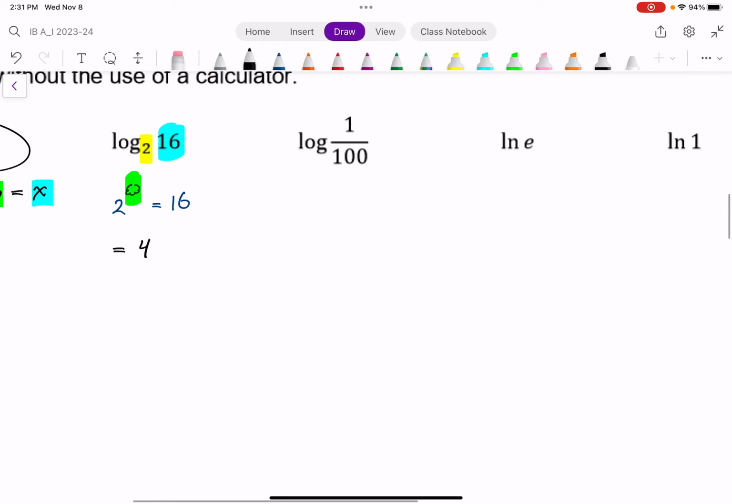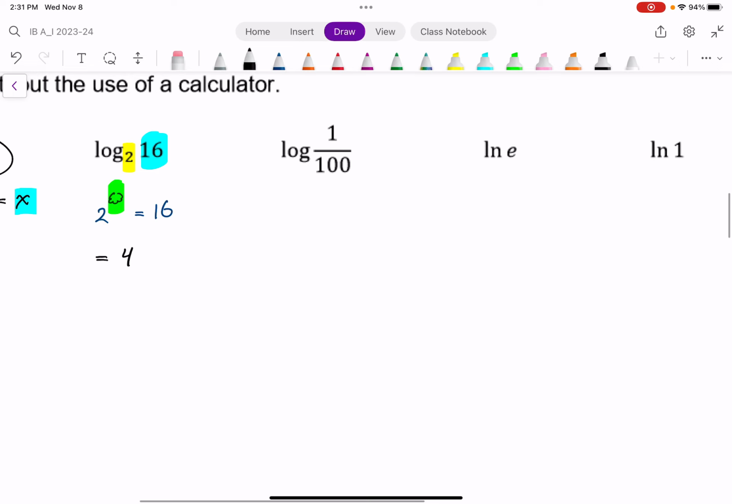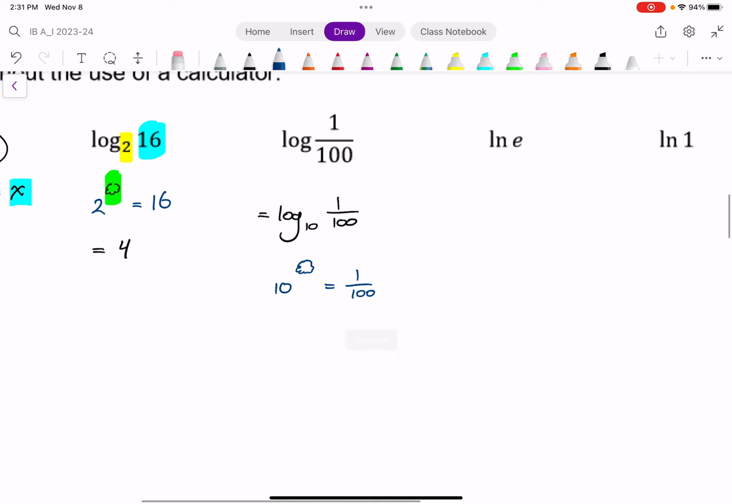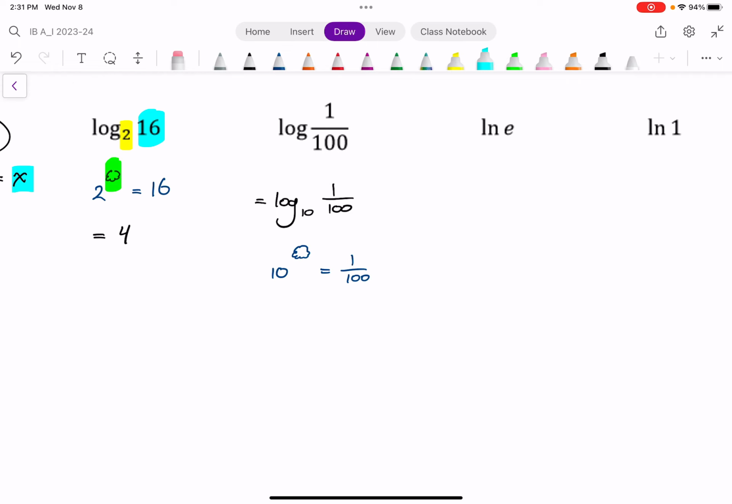For the next one, again, I don't see a base, so this is equivalent to, once again, log base 10 of 1 over 100. I need to think about 10 to the power of what, that's what I'm trying to figure out, equals 1 over 100. For this, I need to remember what negative exponents mean. 10 to the power of 2 equals 100, but I want 1 over 100, and so 10 to the power of negative 2 equals 1 over 100. And so the log base 10 of 1 over 100 equals negative 2.